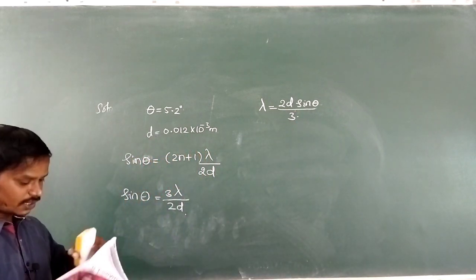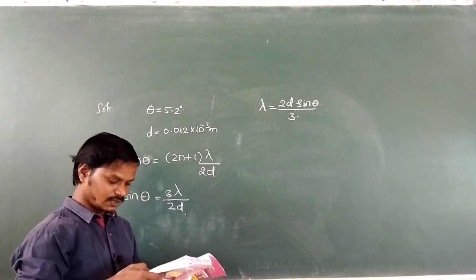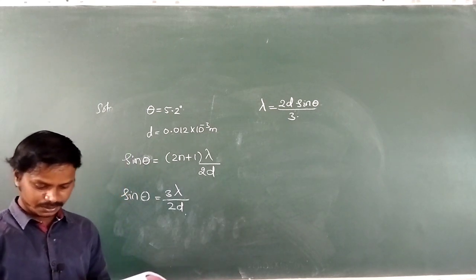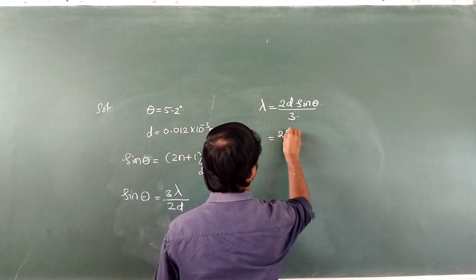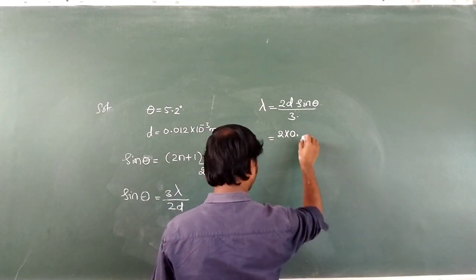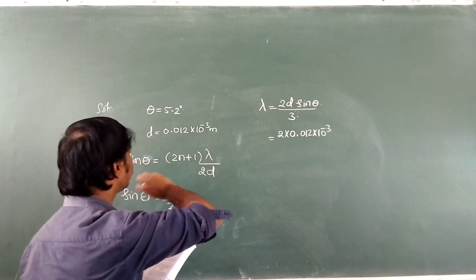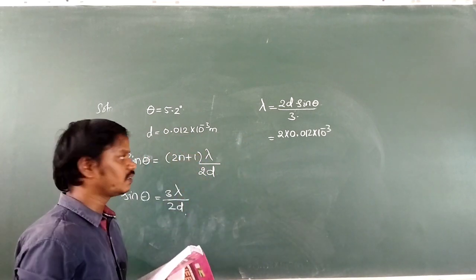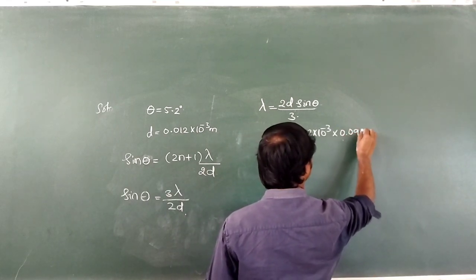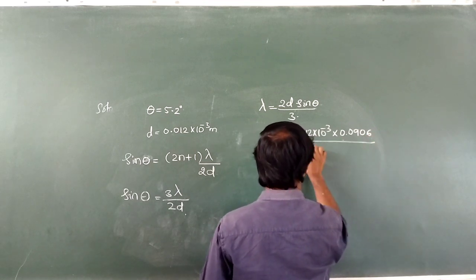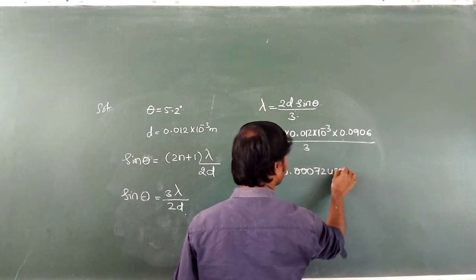Now let us substitute the values. Again, what are the given values? Those are 0.012, it is slit width, and the angular position 5.2, and its sin value is given, that is 0.0906. So 2 into 0.012 into 10 to the power of minus 3, because it is written here 0.012 into 10 to the power of minus 3, and sin 5.2 given, that is 0.0906, divided by 3, then the answer is 0.0007248. On solving this one, you will get this much answer.